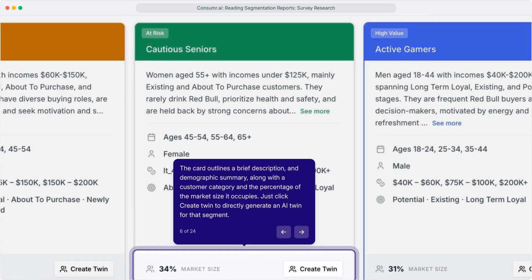Just click Create Twin to directly generate an AI twin for that segment. Now you can run future research, product testing, messaging, focus groups, specifically targeting this segment. You have a validated consumer profile to work with.